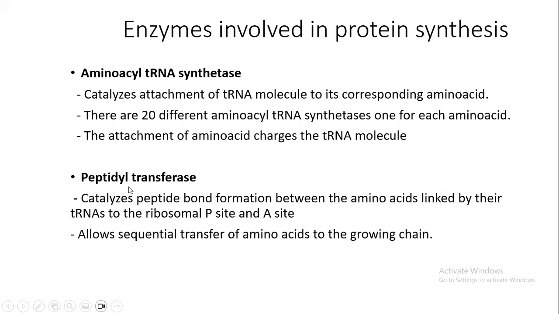The second enzyme required is peptidyl transferase, which catalyzes peptide bond formation between the amino acids linked by their transfer RNAs to the ribosomal P site and A site. They allow sequential transfer of amino acids to the growing polypeptide chain.